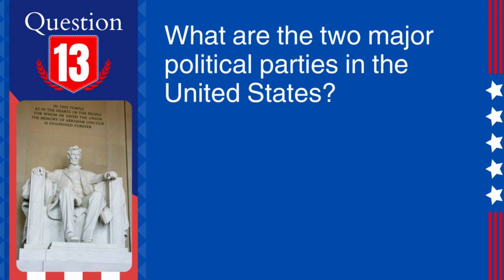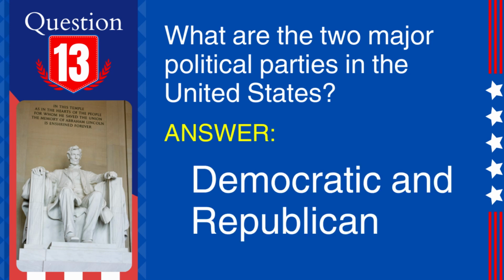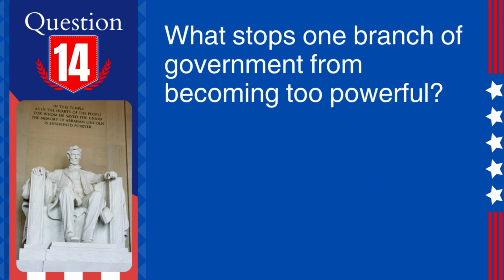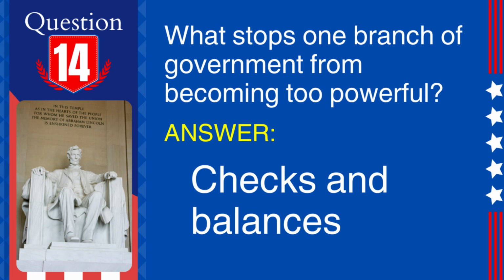13. Question. What are the two major political parties in the United States? Answer. Democratic and Republican. Explanation. These are the two dominant political parties in the U.S. political system. 14. Question. What stops one branch of government from becoming too powerful? Answer. Checks and balances. Explanation. The system of checks and balances ensures that no single branch of government gains too much power.